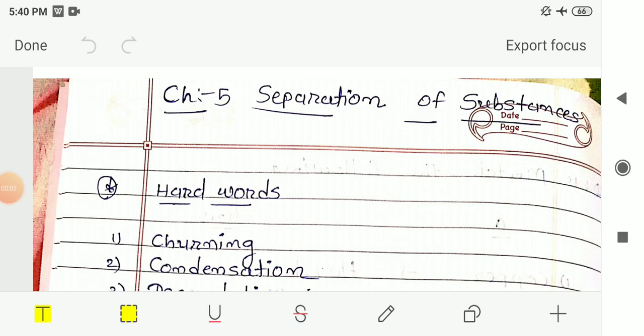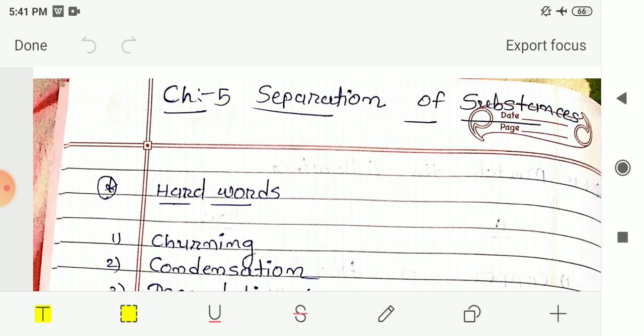Hello students, in this video we are going to solve some extra exercise for chapter 5. The chapter name is Separation of Substance, class 6, subject science, NCERT. So before starting this exercise, let me recall what we had learned in this chapter.